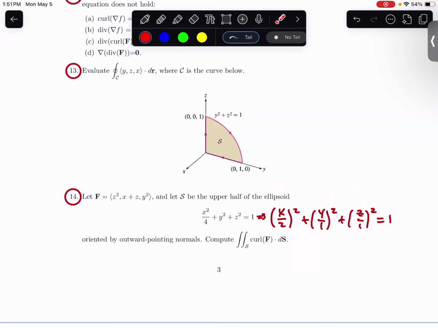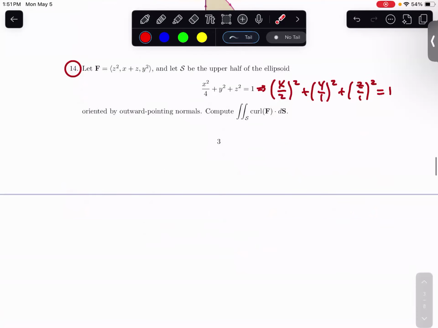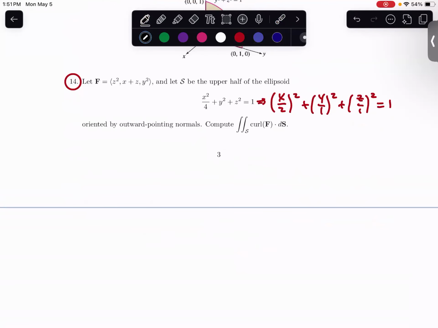And then it tells you that it's oriented by outward pointing normals. And it wants you to compute the double integral of the curl of f. This is kind of a red herring, or I don't know if red herring is the right way. This is pretty much telling you that Stokes' theorem is going to be relevant, right? We're looking at a double integral over the surface of the curl of something. We're probably going to use Stokes' theorem to make it so we do a single integral instead of the double integral. So before I do anything, let's draw a picture.